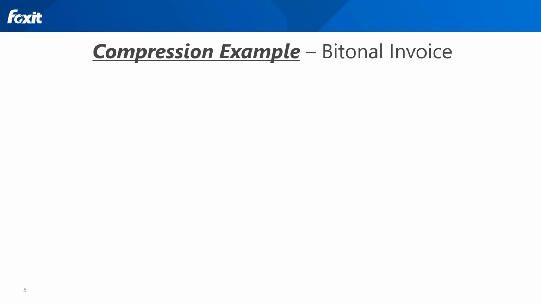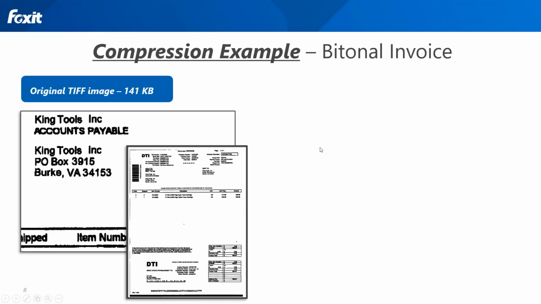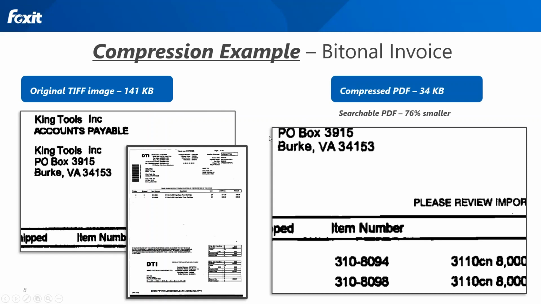The first example I have here is a black and white invoice, a pretty standard invoice, nothing too crazy, scanned in at probably about 200 DPI. It was originally a TIFF image, and it was about 141 kilobytes in size. After running through PDF Compressor, we were able to get that file down to about 34 kilobytes, so about 76% smaller. You can see in this snippet that we zoomed in that there's no additional image degradation. Everything is now text searchable and a lot smaller than what they were dealing with originally.